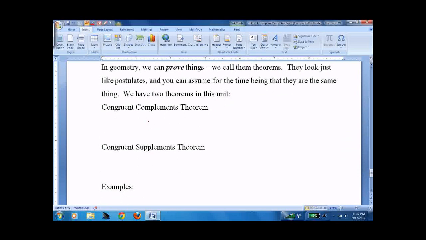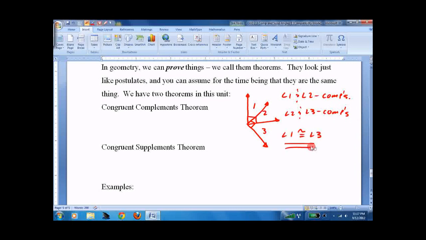Here's two theorems, congruent complements theorems. Angle 1 and angle 2 are complements. Angle 2 and angle 3 are complements. Therefore, angle 1 is congruent to angle 3. You can see that angle 2 has to be in the middle.